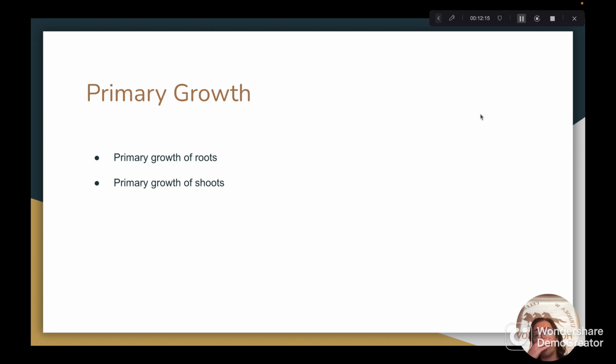Let's move on and talk about the primary growth of shoots. As we talked about before, the shoot system includes stems and leaves of plants. So let's talk about the anatomy and growth of stems first. Stems of plants are covered in a layer of dermal tissue called the epidermis, which is in turn covered by the waxy cuticle, and that protects against desiccation.